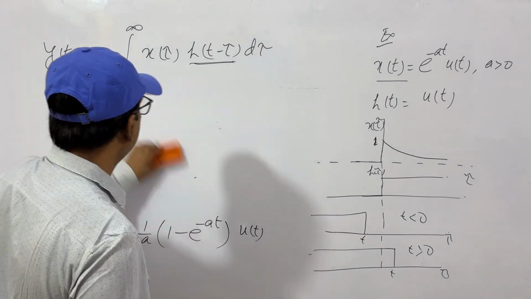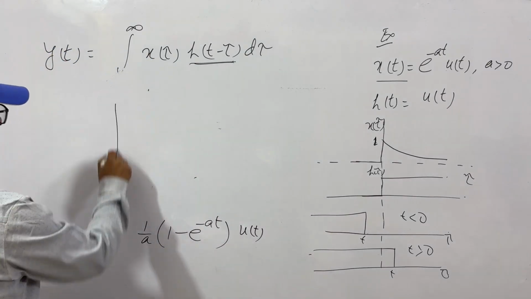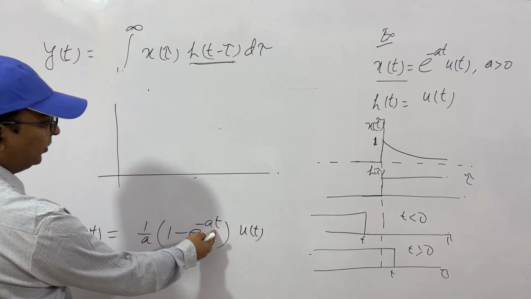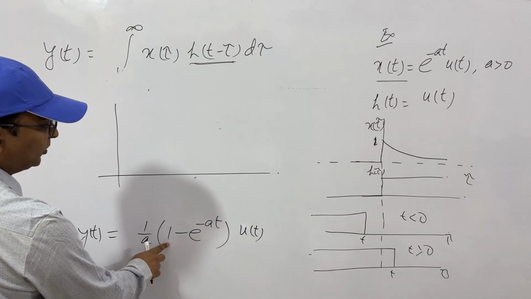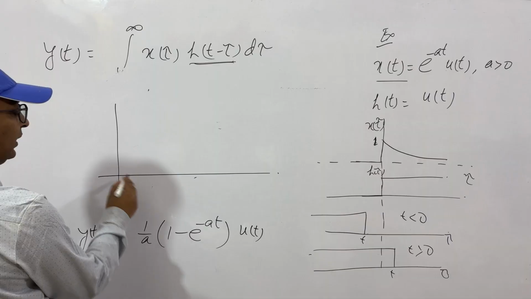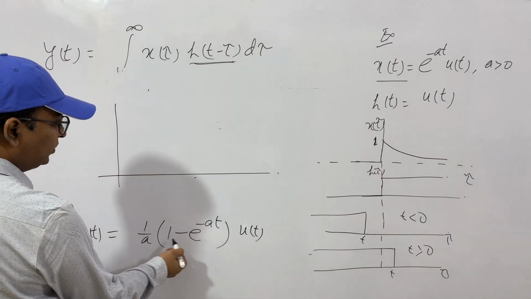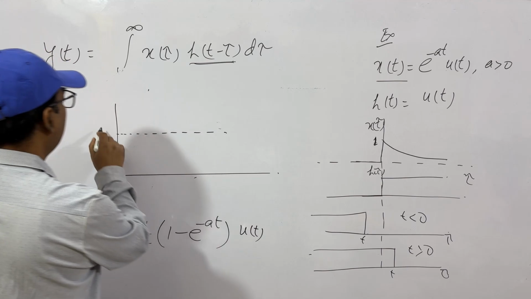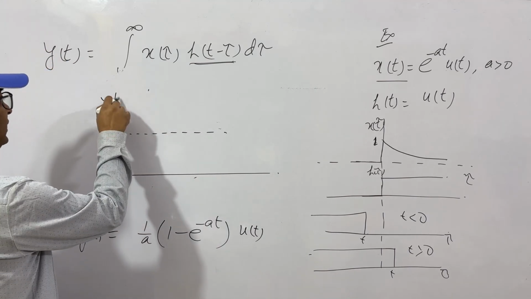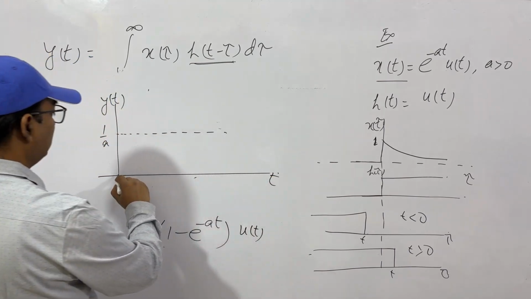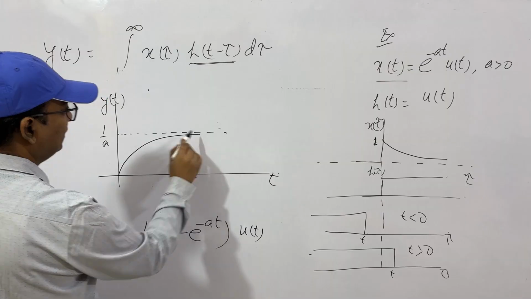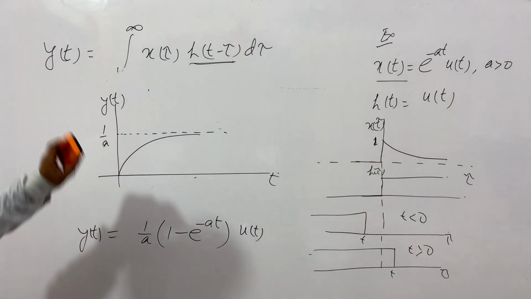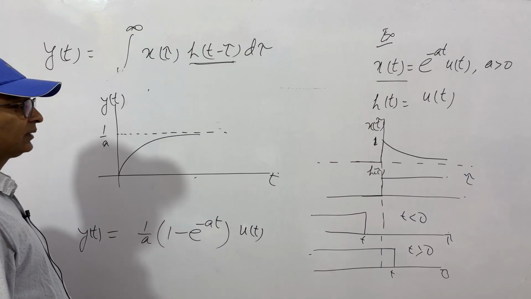If you want to plot it, what will it be? See, at t equal to 0, what will be the value? When t is 0, this is 1, so this becomes 0, so it is here. And at t equal to infinity, this becomes 0, so this will be 1 by a. That is, at t equal to infinity, its value will be 1 by a. This is your y(t). So the signal will be like this. You know this signal, you have used this signal many times. So this is the plotting of the signal. Okay, let's see one more example.